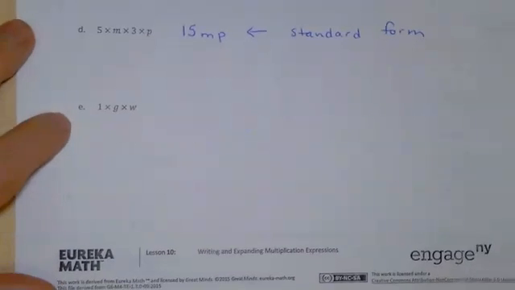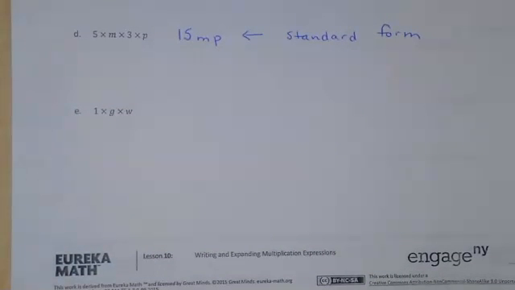The last one on here is a little bit of a tricky question. So I want you to take a look, Jackson. I've got 1 times G times W. How could I write that shorter without all those times signs in? What would it look like?